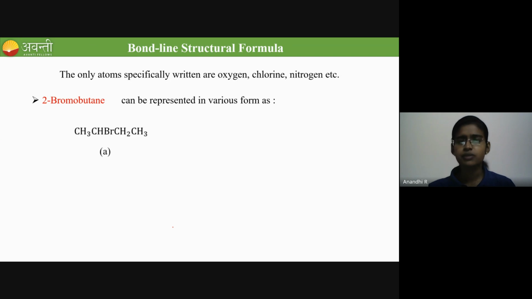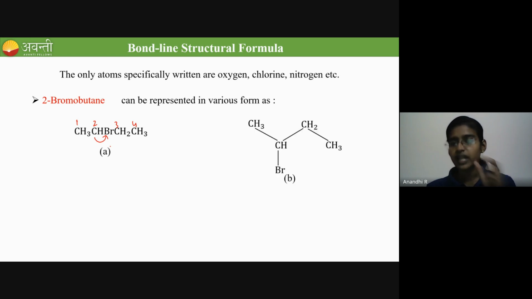So what is the condensed formula for 2-bromobutane? This is the formula. 1, 2, 3 and 4. So to the second carbon, bromine is attached. I don't have to represent the carbon and hydrogen, but what I have to do? I have to write the bromine in the structure. So how to write? This is first carbon, second carbon, third carbon and fourth carbon. And to the second carbon, bromine is attached. Clear?